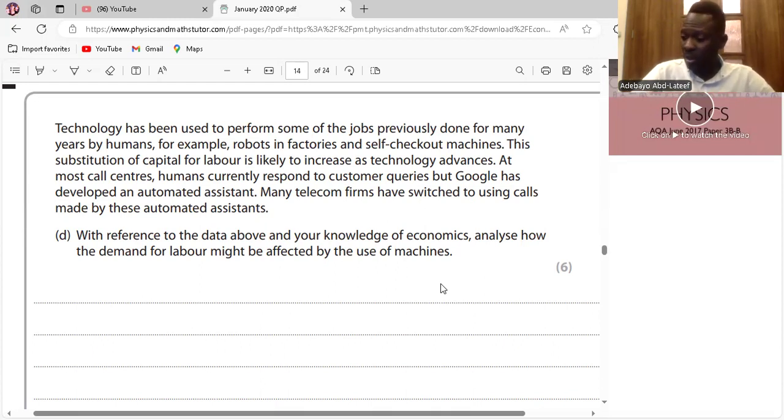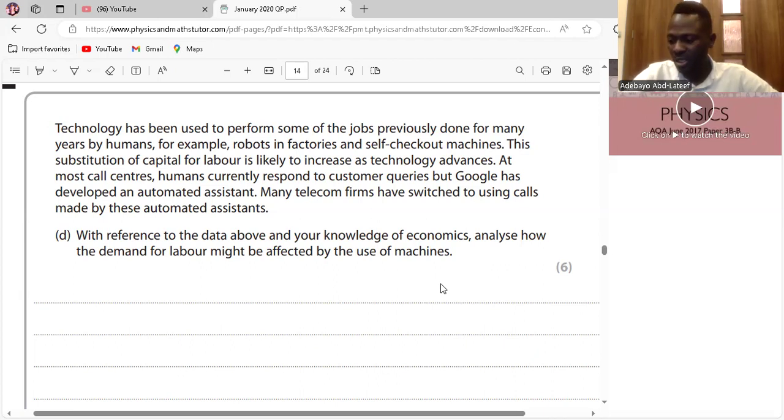Machine is a substitute for labor in many jobs, which means demand for labor might reduce. So some jobs now, you replace them with machines. That means demand for labor would reduce. Two, if the use of machines bring about more efficiency than labor, firms may consider switching to capital intensive, reducing the demand for labor. Clear?